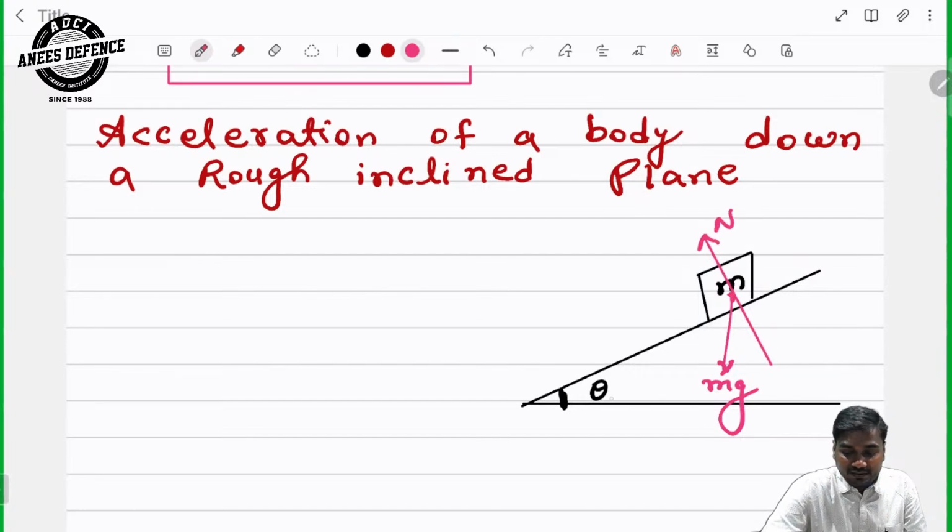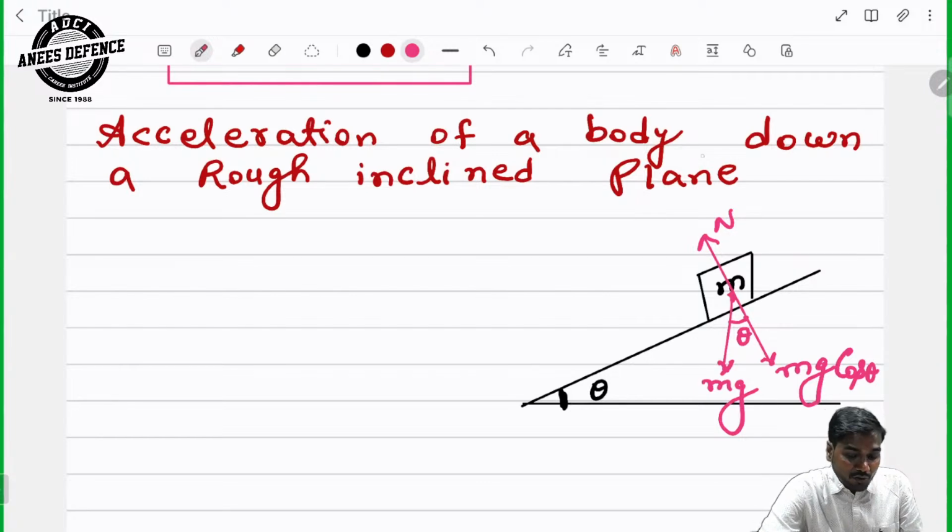So which force will balance that normal reaction? This angle is also theta, so you can take the component of mg. On this side you can write mg cos theta. It means the normal reaction will be balanced by mg cos theta.